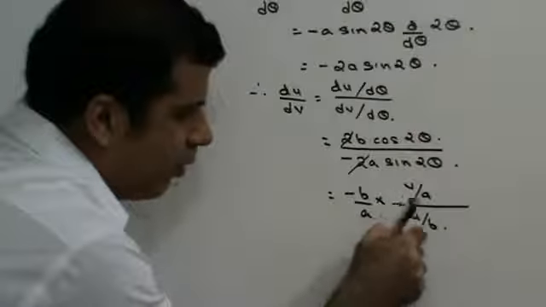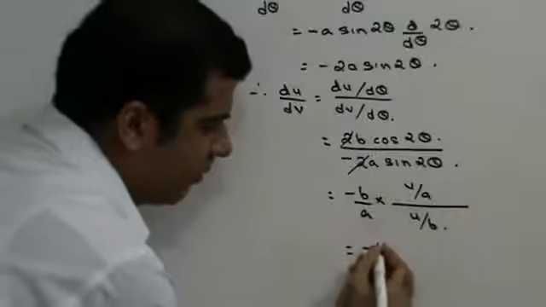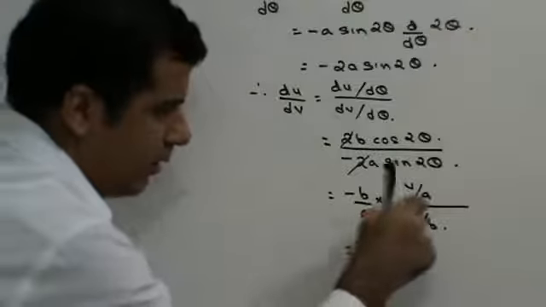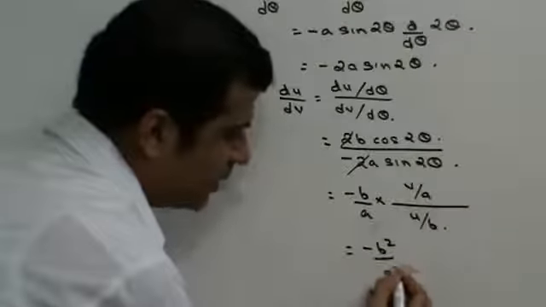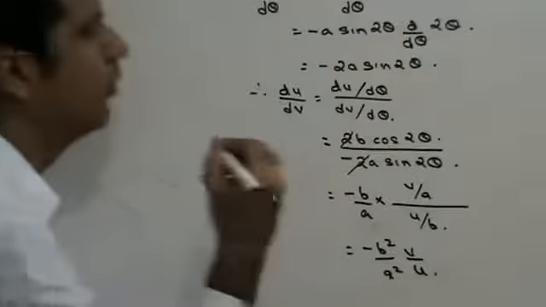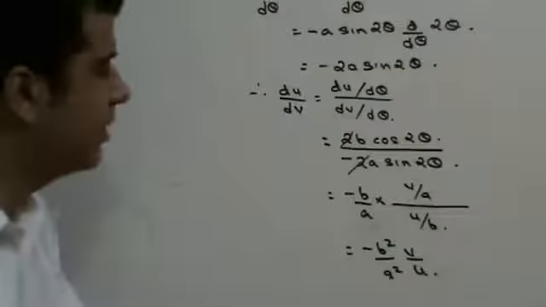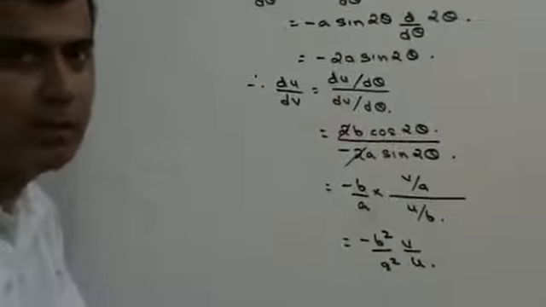Denominator of denominator becomes numerator. So this will become minus b square. This and this get multiplied here, a square b upon u. Right? So the answer is going to be minus b square upon a square, v upon u. Let's move on to the next one, people.